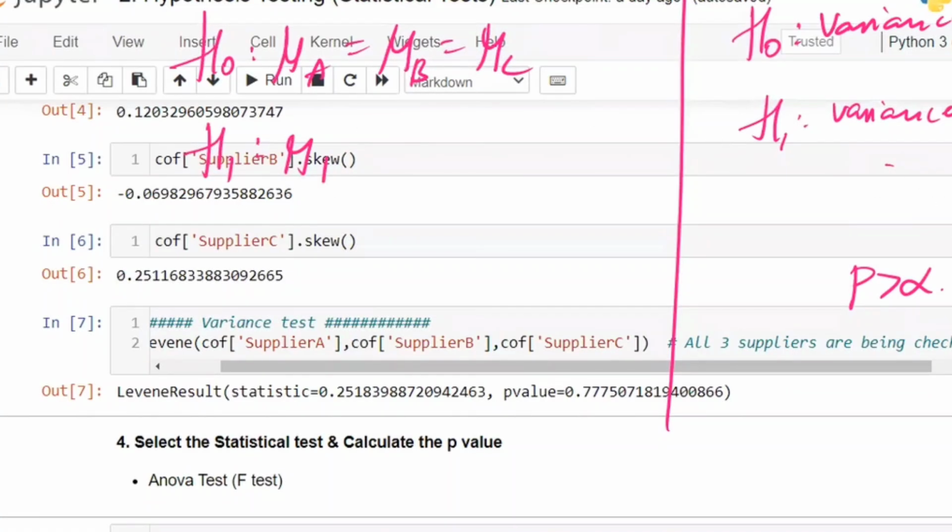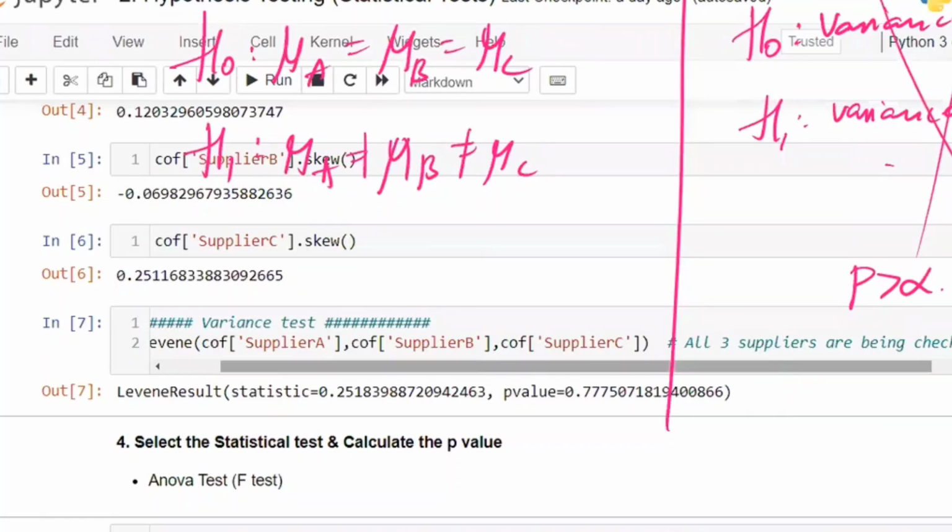In between, we are checking whether the variances are equal or not. This is different and this is different. Don't confuse the two of them. This test is for checking the variance only, and this part is completed. You have checked the variance. If all the variances are equal, then only you apply the ANOVA test.